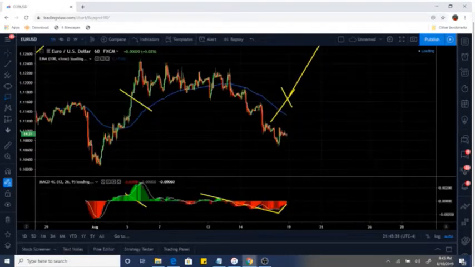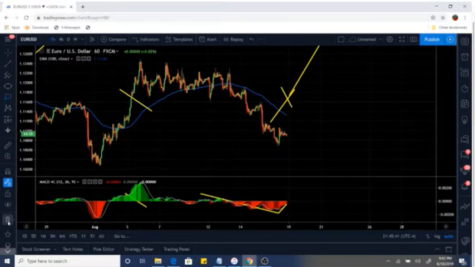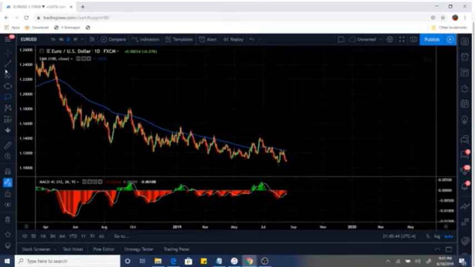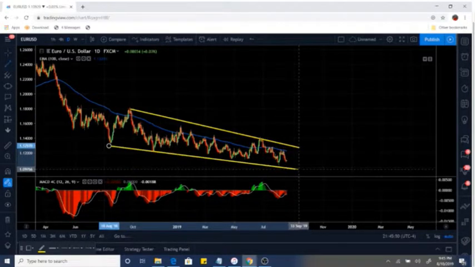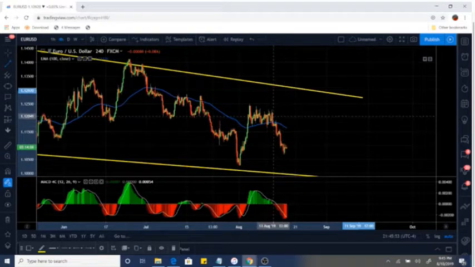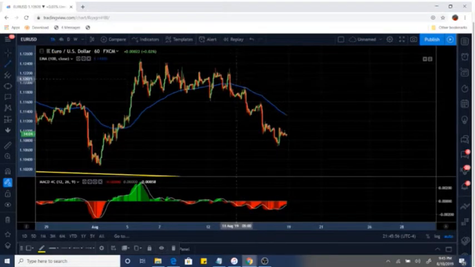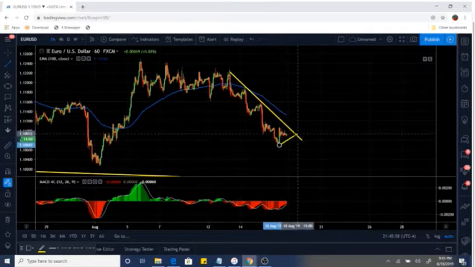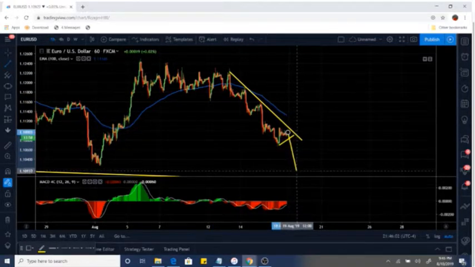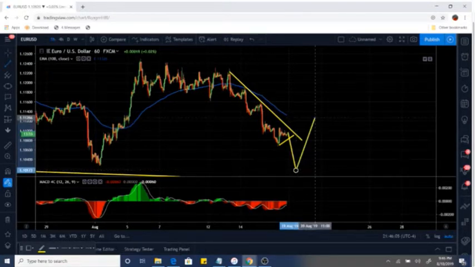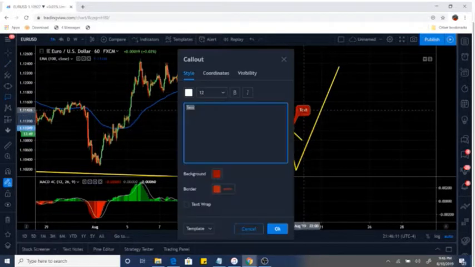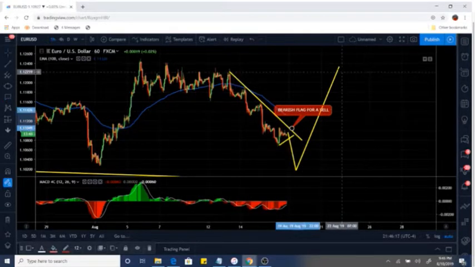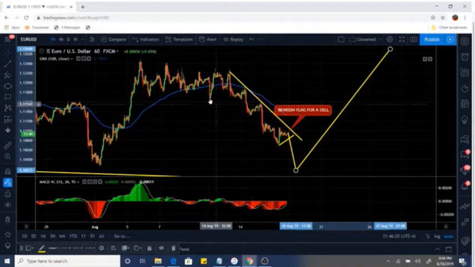DXY, Euro USD. All right. So one more low. Retest here. And then we'll look for that up move. Right? So bearish flag for a sell. Bearish flag for a sell, right?